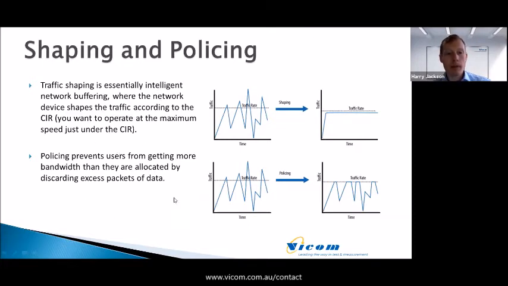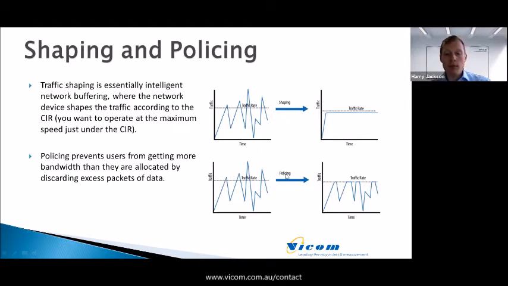Now, policing essentially prevents users from getting more bandwidth than they're allocated. And it does this by discarding excess packets. So in the same example here, every time bursting packets of data would exceed the committed information rate, those packets of data are discarded.